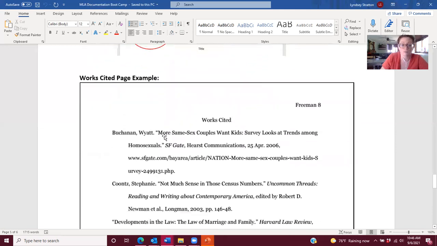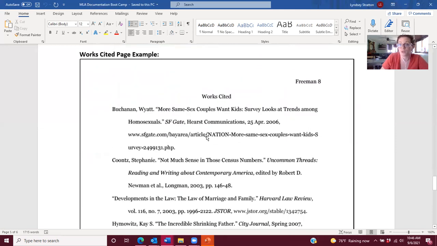Very easy. And then we have the example of the works cited page. You'll notice it starts a brand new page with this header up here. Works cited is centered. It is not bold. It is not underlined. It's nothing fancy. It stays 12-point font. And then we start it over here.